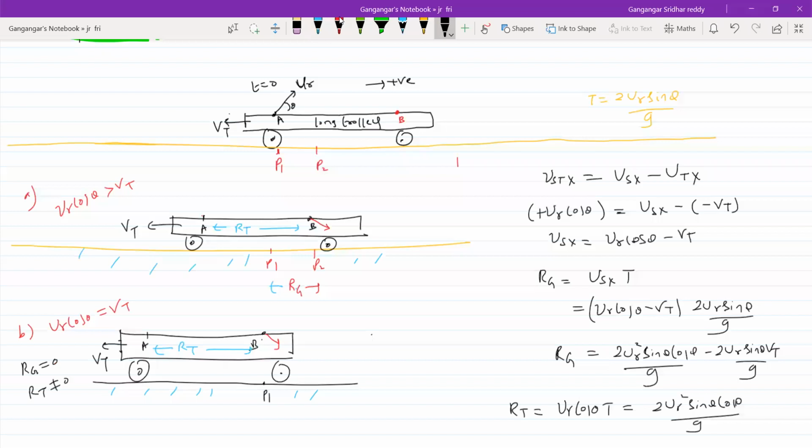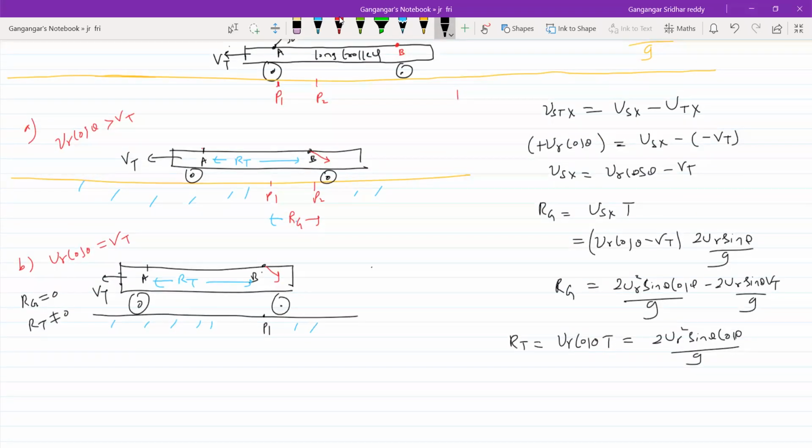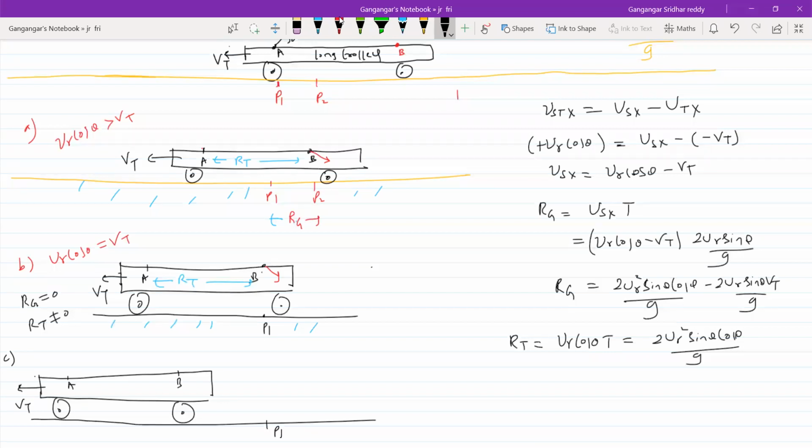If ur cos theta is less than Vt, what conditions will arise? The trolley will be on the left side. There's a point A. The point B is somewhere here. And with respect to ground, this was the point P1. The point P2 will be here. Now the range will become negative.